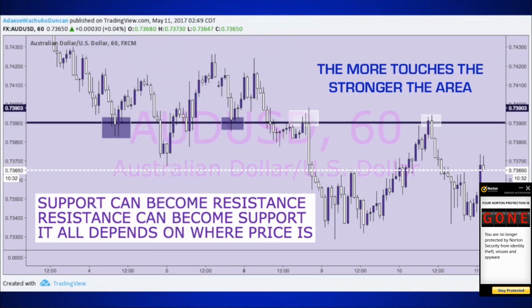So now you can see how that same area, that same region that we called support can become resistance. You see how it's been touched multiple times? You've got support here and you've got resistance over there. The more touches, the stronger the line. So what do I actually mean?